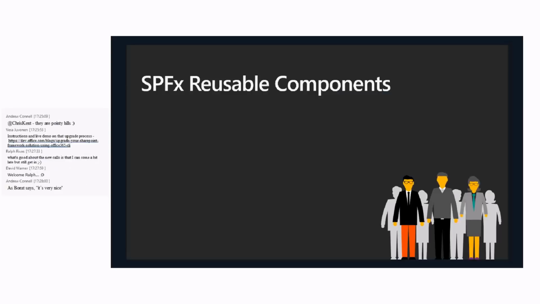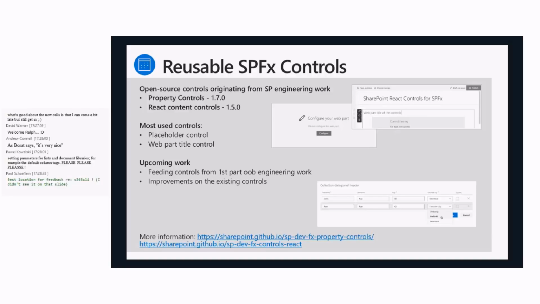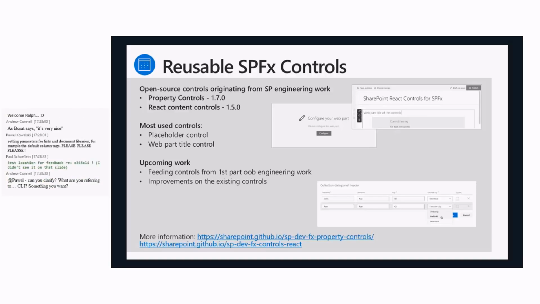Moving on to the reusable components. Open source controls, these started from work done by SharePoint engineering and expanded on that to create this set of open sourced reusable controls that you can use. There's two sets. So one into the property pane. So when you click edit, you have all the neat properties for your web part, and these controls help you really provide a very rich experience around editing those properties. So a color picker, a people picker, various things like that.